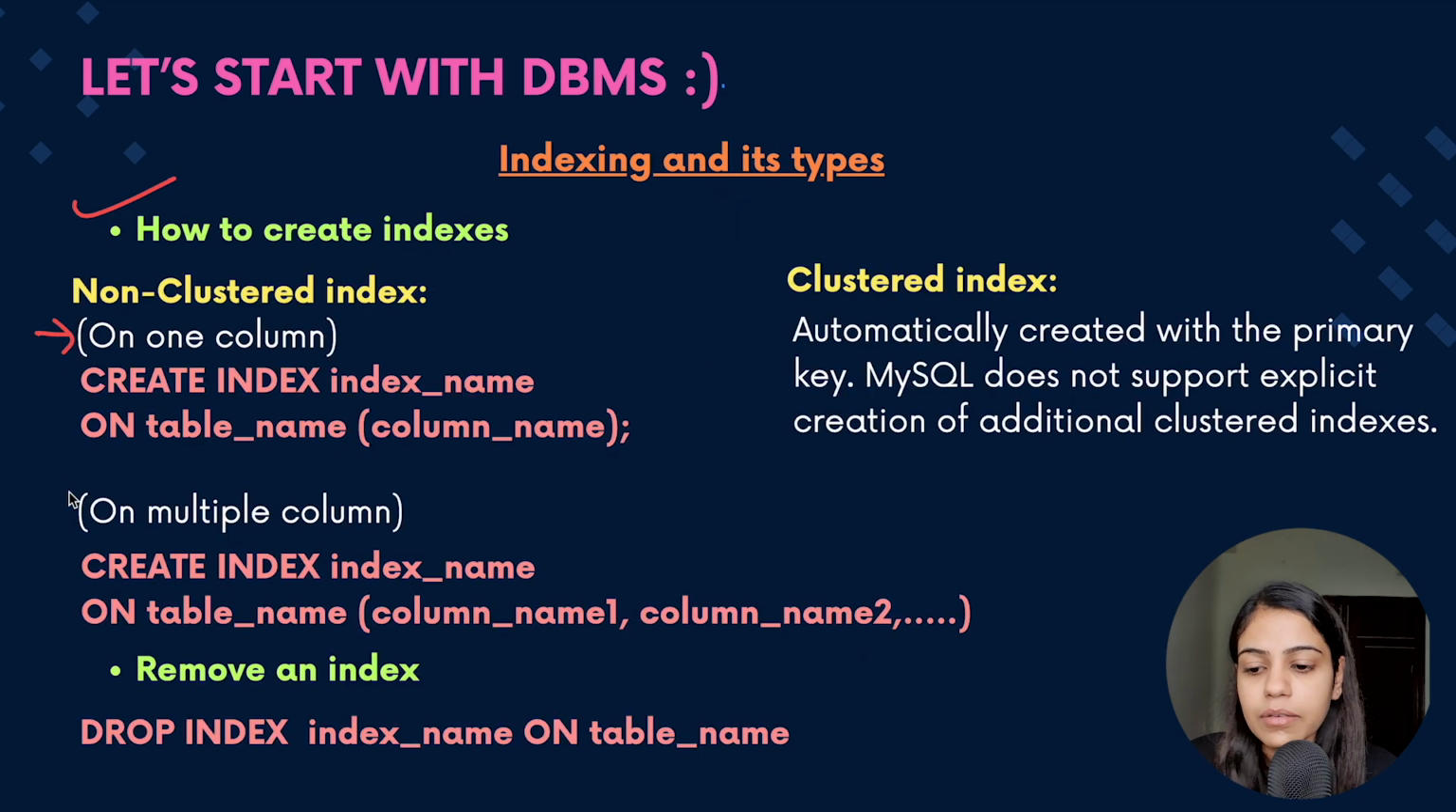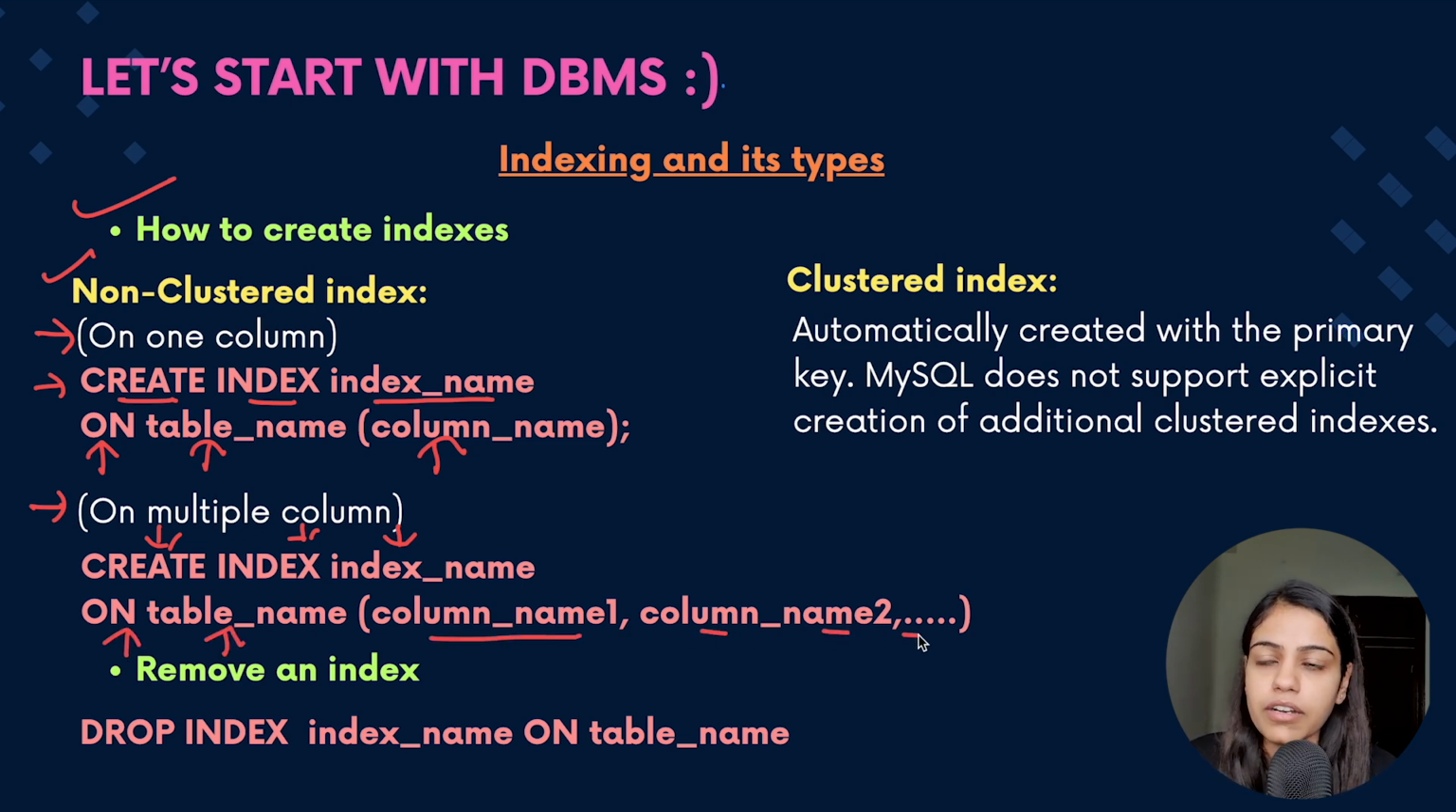We can create indexes based on one column or multiple columns. First we'll see how we can create non-clustered indexes, basically secondary indexes. When we want to create one on a single column, we give the command CREATE INDEX followed by a name which we provide to the index, then ON, then the table on which we are creating the index, and then the column on which we are creating the index. So this is for one column. On multiple columns we give the same command, CREATE INDEX followed by the index name, then ON, the table name, and then we provide the different columns in a comma-separated way. So this is how we create non-clustered indexes.